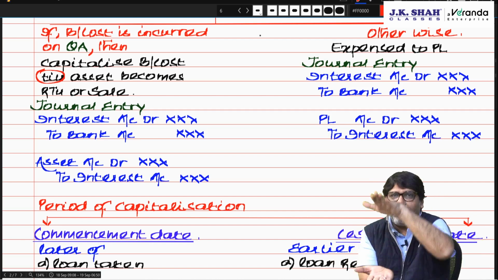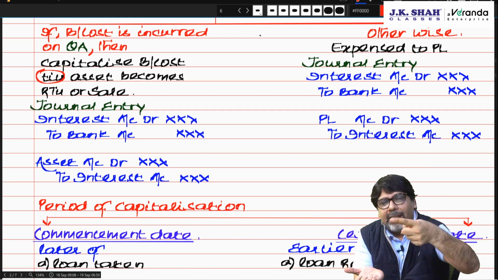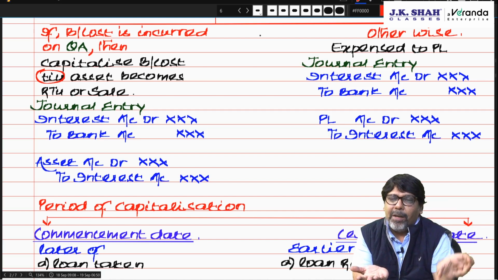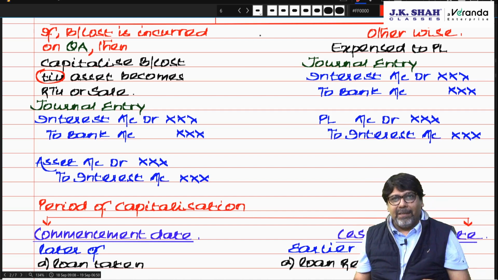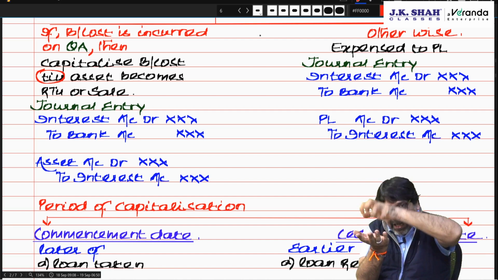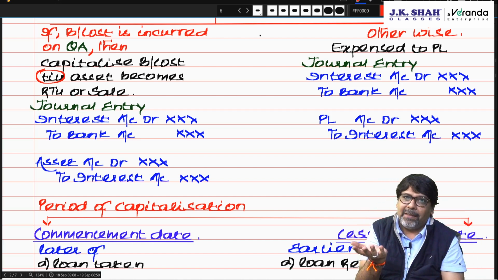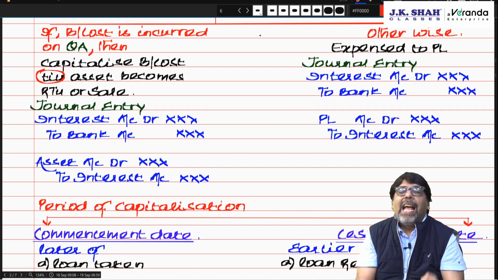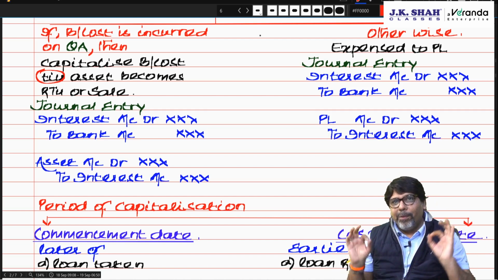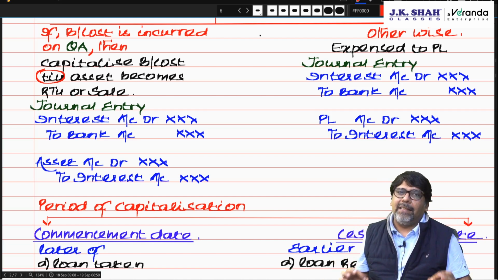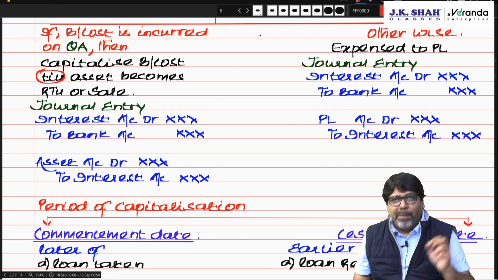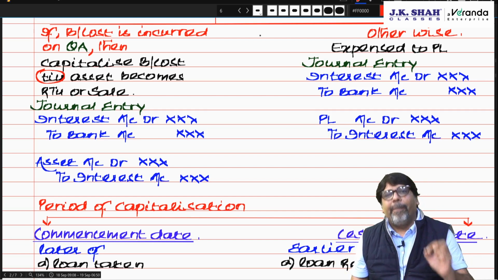As soon as the asset value increases, its depreciation will increase, and that increased depreciation will come into your P&L. Yes or no? That means, can I say the interest cost which is capitalized will come back to P&L as depreciation when revenue is generated? Yes. And hence my matching concept will be satisfied? Yes, sir. So I hope you understood why the standard says that borrowing cost on a qualifying asset should be capitalized, because of the matching concept.